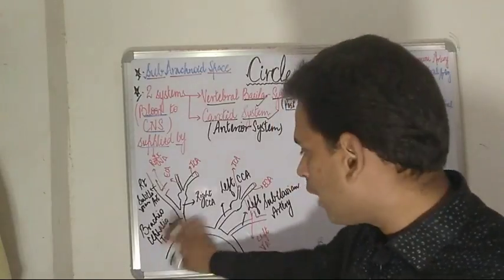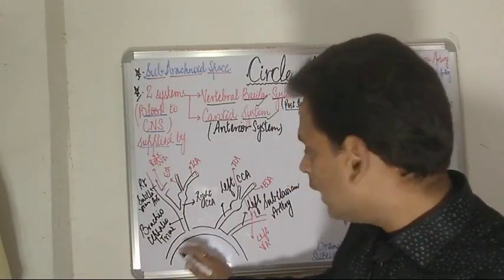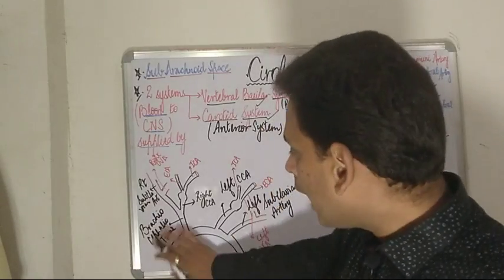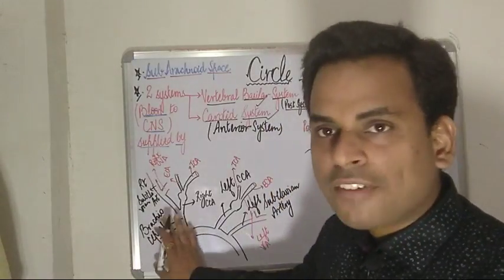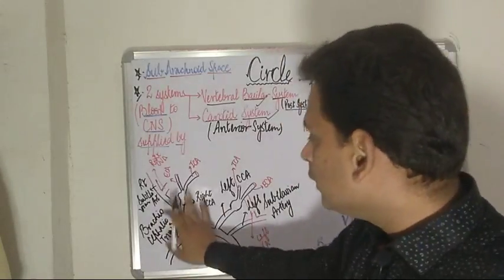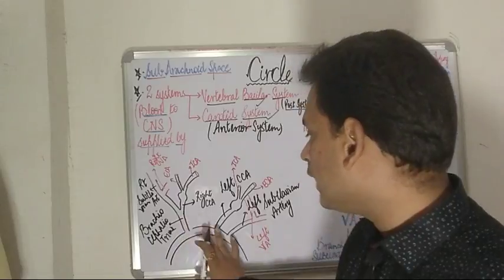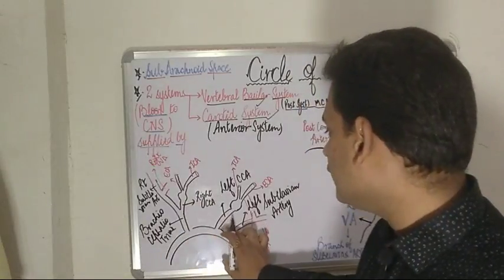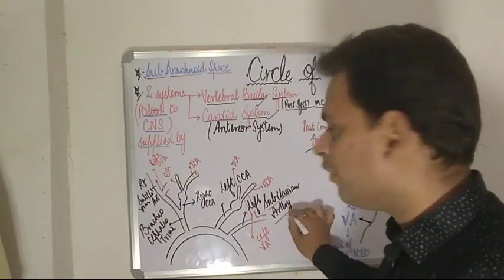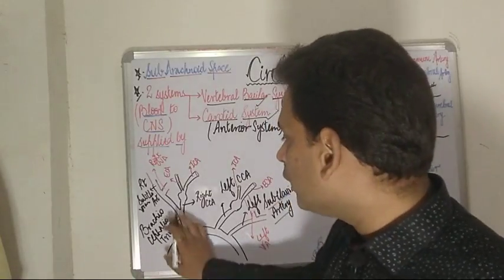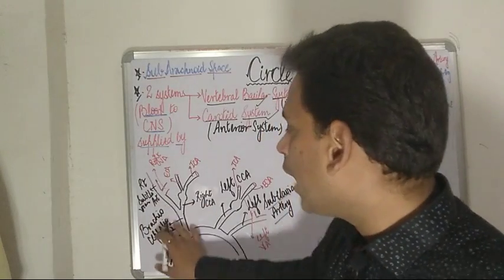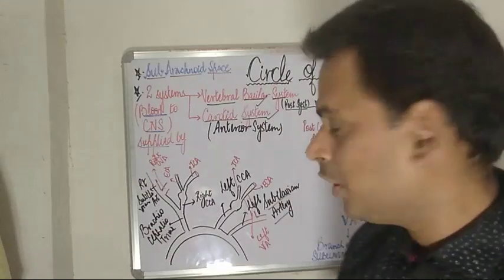So this is the diagram I have drawn of the heart, and as you have seen, this is the arch of aorta. One is the brachiocephalic trunk, and from the arch of aorta there arises the left common carotid artery and the left subclavian artery, whereas the right subclavian artery and the right common carotid artery are the branches of the brachiocephalic trunk.